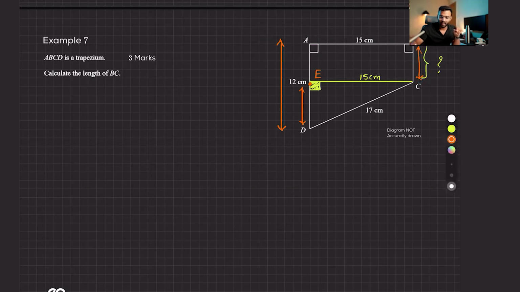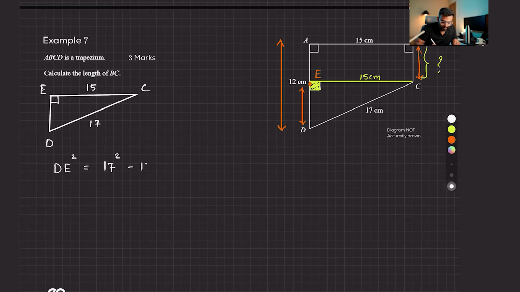So let's get going. How would you put it on paper? You could even draw this, it's up to you, not necessary to draw it again. I'm just drawing it for your reference. This is 15, this is 17. Would you all agree DE square equals 17 square minus 15 square, Arya? Did you understand why it's a minus? Yeah. So DE equals, I'm going to square root it.